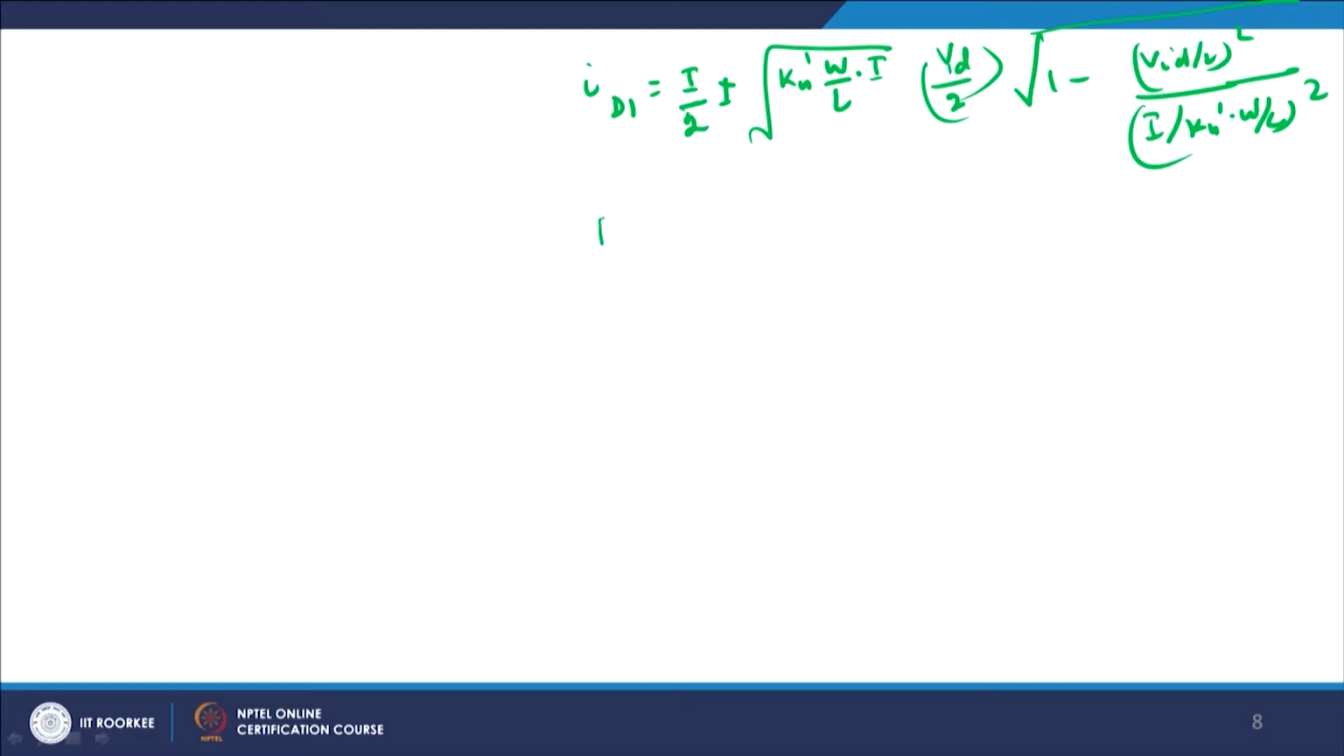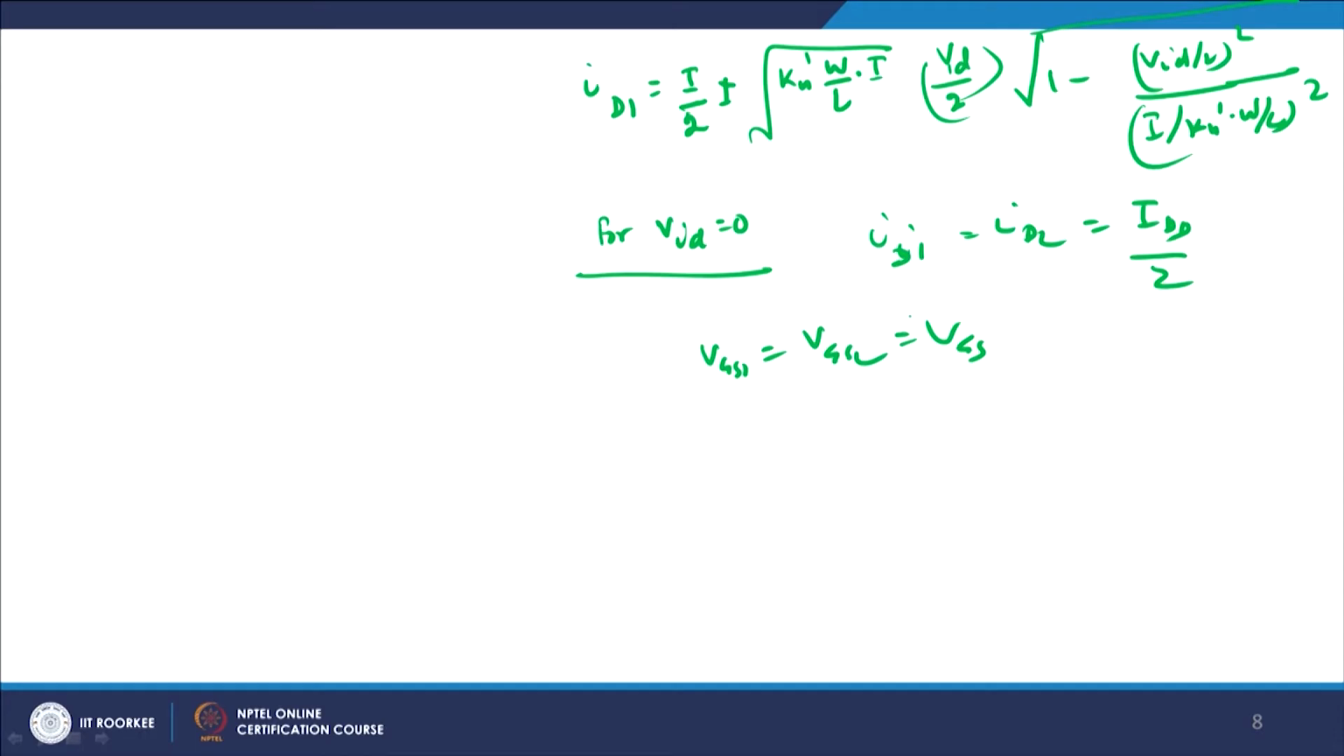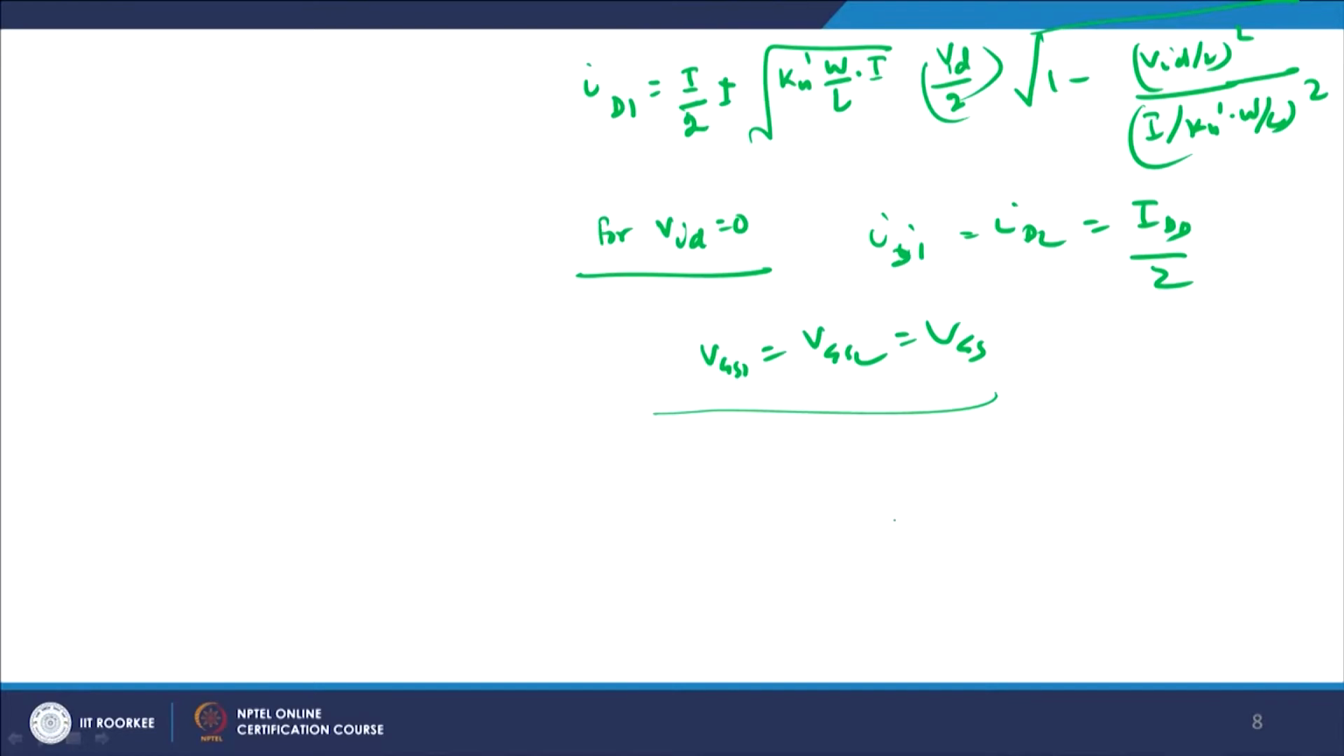Now, for VID equals 0, which means there is no differential signal, your ID1 will be exactly equal to ID2, equal to IDD by 2. Half the current will flow through this arm. In that case, VGS1 equals VGS2 equals VGS, gate to source of the first transistor, and that gives me a proper idea about where you will be biasing your device in order to get such a figure.